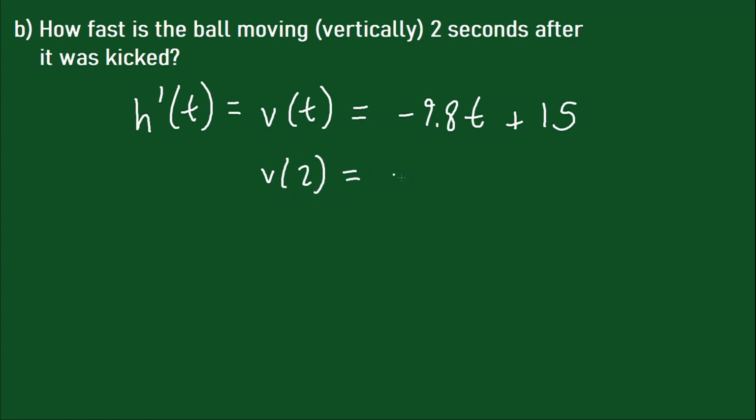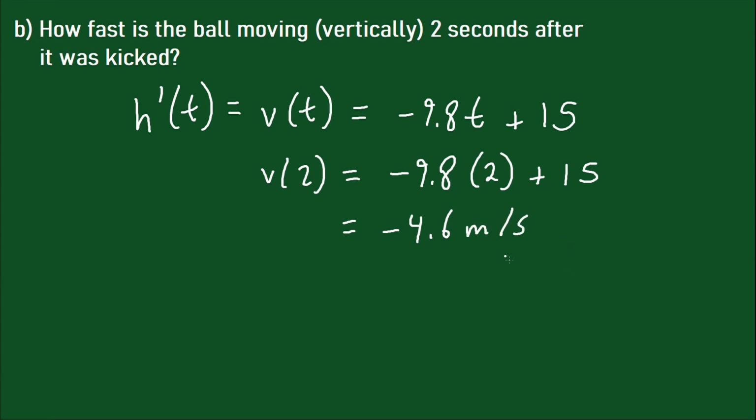If we do v at 2, we get negative 9.8 times 2 plus 15. And if we do this math, we should get negative 4.6 meters per second. When you get negative, that just indicates the direction. So another way to say this would be 4.6 meters per second downward. So you can provide your answer like that as well.